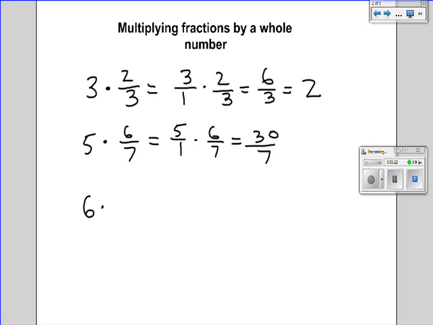Try doing 6 times 2/3 and see what you get. Pause the video. Okay, it's the same thing as saying 6/1 times 2/3. 6 times 2 is 12. 3 times 1 is 3. 3 goes into 12 4 times. So the answer is just 4 in that case.